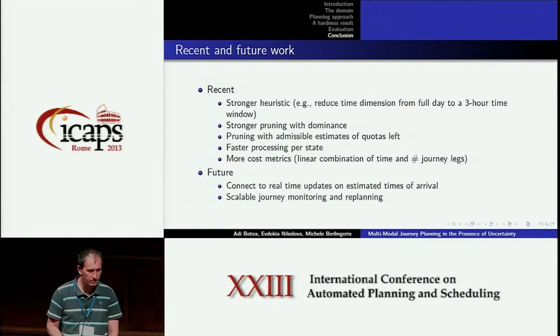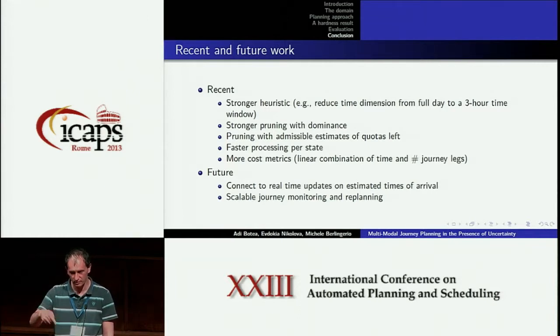In the future, we plan to connect to real-time updates on estimated times of arrival. IBM has the machinery to collect all that data and to give fresh updates on the estimations. And we also look at scalable journey monitoring and replanning. So that refers to traveler tracking pretty much.